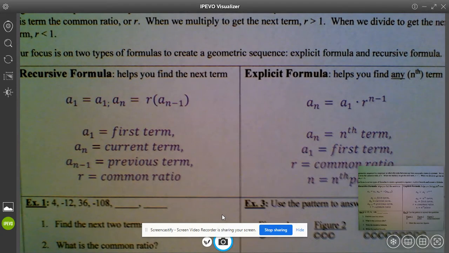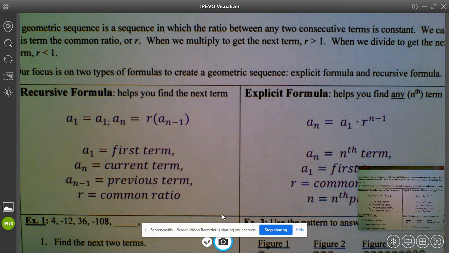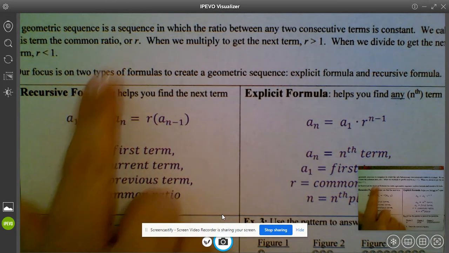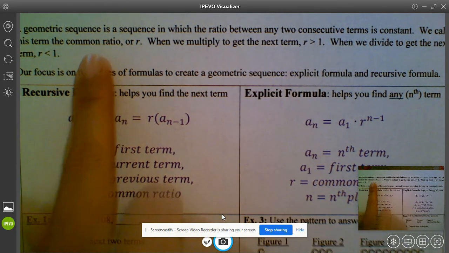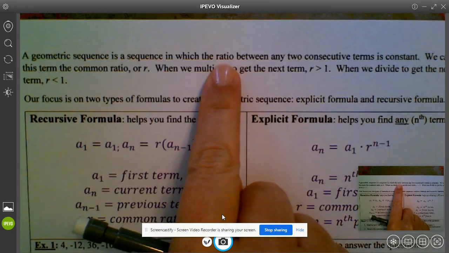All right, I want to talk about a geometric sequence here. We've discussed arithmetic sequences. Arithmetic sequences are sequences where you add to get the next term. In a geometric sequence, you're going to multiply to get the next term. And what do we multiply by? Well, we multiply by the common ratio.